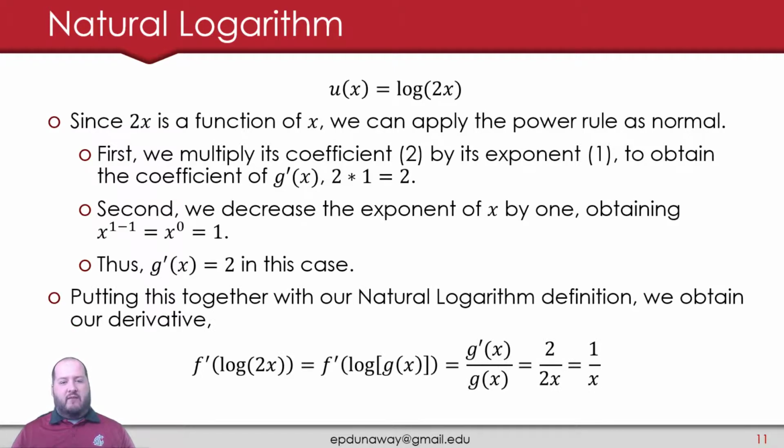And lastly, going back to my definition of the derivative of a natural logarithm, I can get my derivative from this, plugging it all in. g prime of x divided by g of x. So 2 for g prime of x divided by 2x for g of x, and that gives me 1 over x as my derivative. And that's it. That's all I need to do. I can do any combination of functions inside the natural logarithm, and it will always be that way. So like I was saying, it's a really easy derivative, and it works out quite nicely.